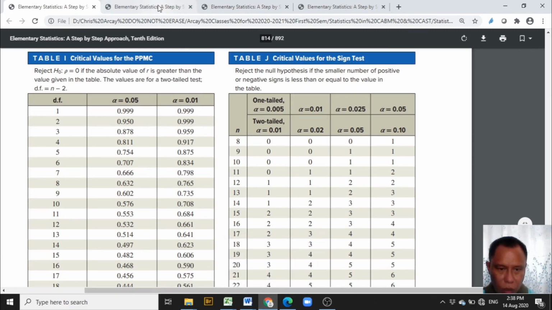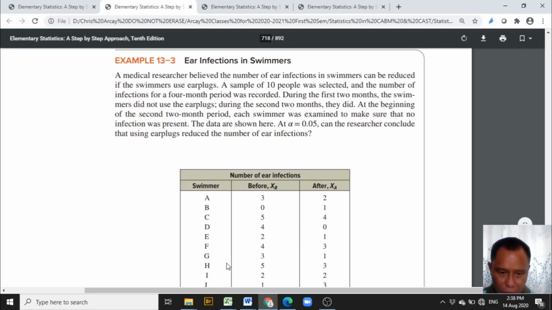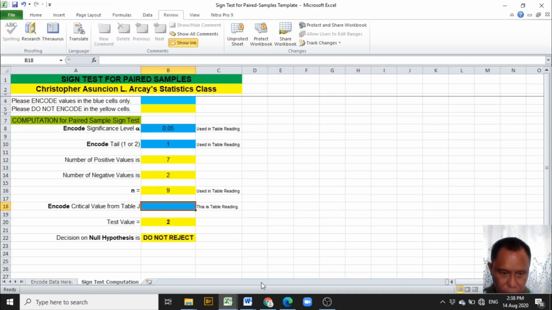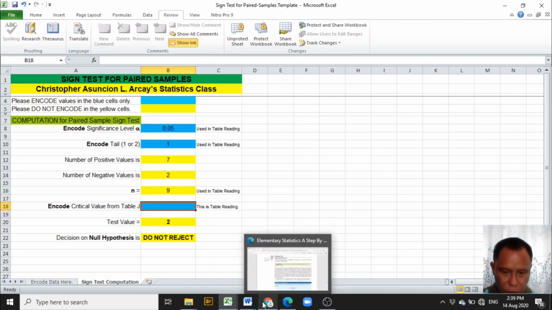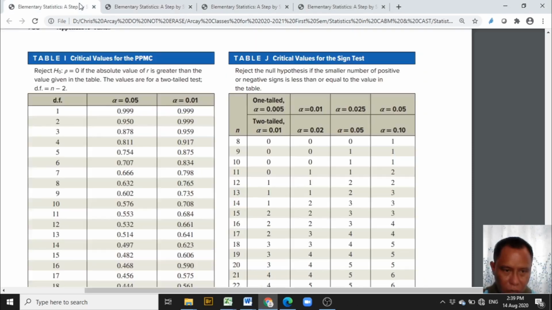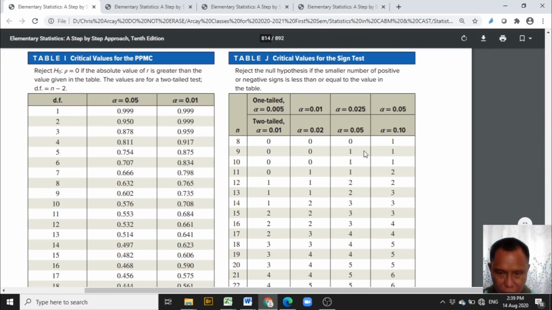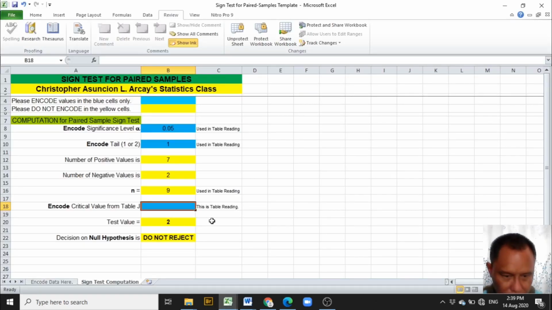As we refer to the problem, there are 9 pairs. Hence, we are going to read from table J along n equals 9, and this is 1. Hence, we'll be encoding 1 as our critical value. And we can now use the entry on the decision on the null hypothesis, and this is do not reject, which means that we are not going to reject the null hypothesis.